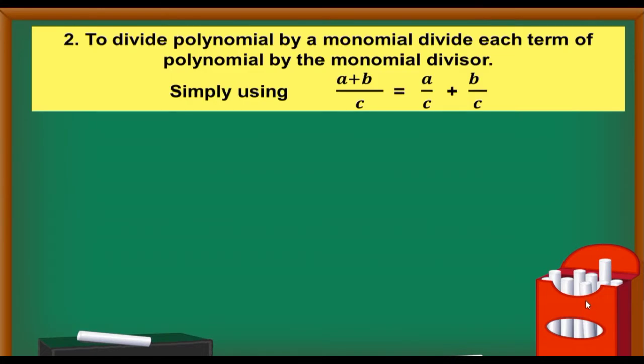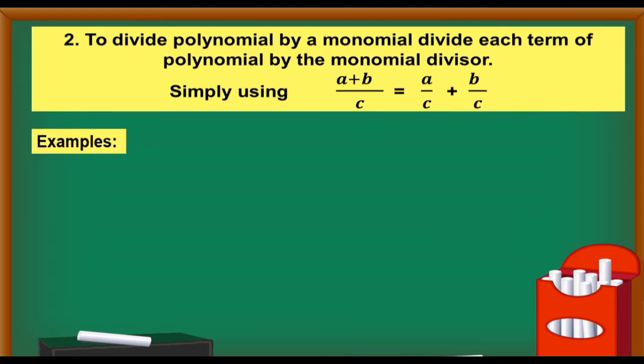So, next one is to divide polynomial by a monomial. All we have to do is to divide each term of polynomial by the monomial divisor. So, this will be the rule. So, given a plus b divided by c. Ang gagawin lang po natin ay paghihiwalayin lang natin. So, a divided by c plus b divided by c. By the way, yung a plus b po natin, siya po yung tinatawag nating dividend. Yung c po natin ay yun naman po yung tinatawag nating divisor. At kung ano po yung magiging sagot natin, yun naman po yung tatawagin nating quotient.